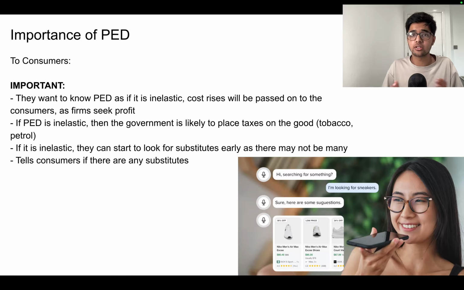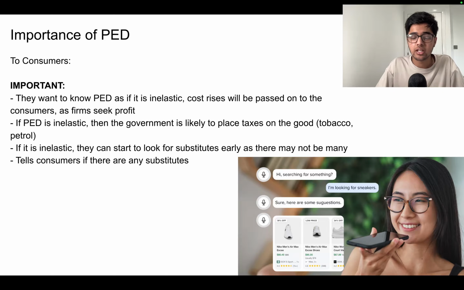Importance of PED to consumers. They want to know PED, as if it is inelastic, cost rises will be passed on to consumers as firms seek profit. If PED is inelastic, then the government is likely to place taxes on the good. This has been seen on tobacco, petrol, and sugar tax.